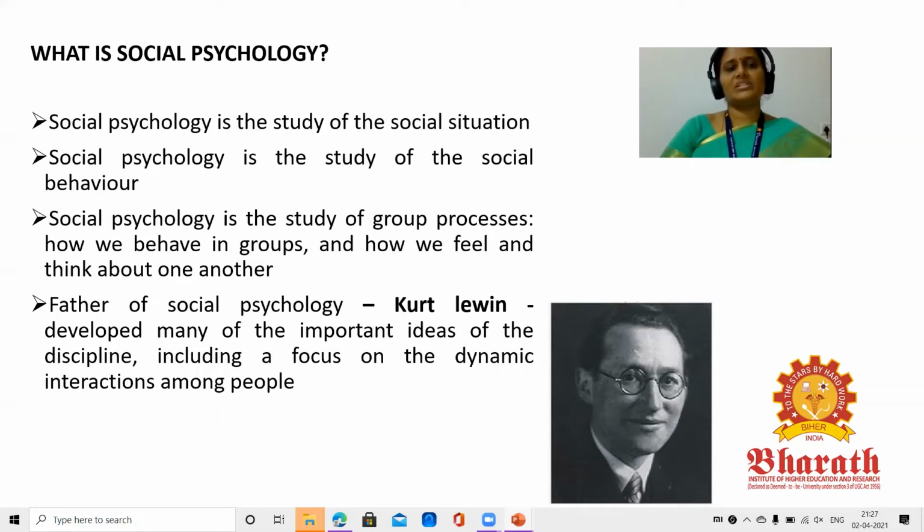Then who introduced this particular topic, social psychology? Who created this? The person called Kurt Lewin is known as the father of social psychology. You can see the picture. He introduced the term, or he created the ideas of this particular discipline.